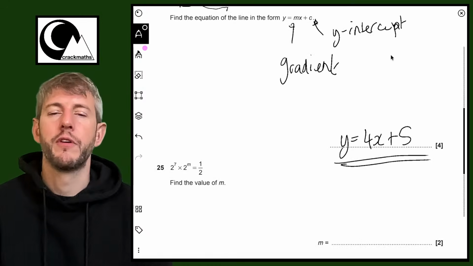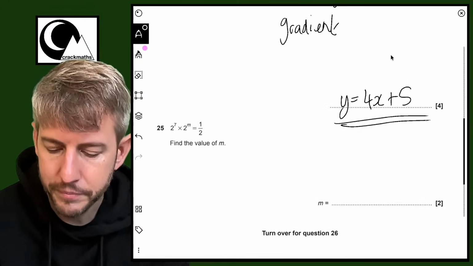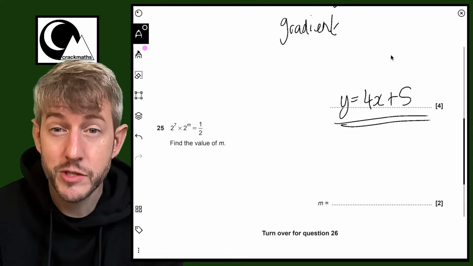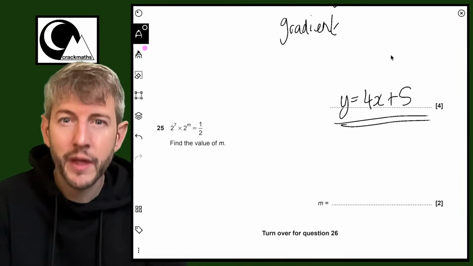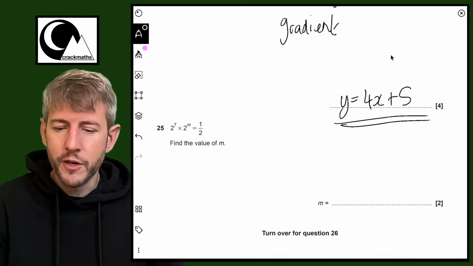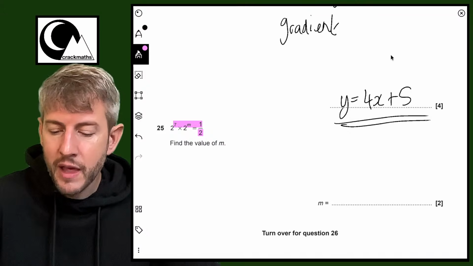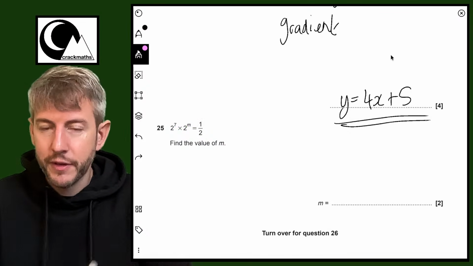Question 25. Find the value of m. So we've got 2 to the power of 7 times 2 to the power of m equals a half. Okay, right. So the first thing we've got to do is sort out this a half and write it as 2 to the power of something.